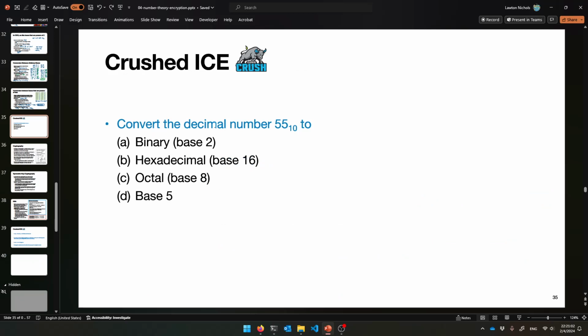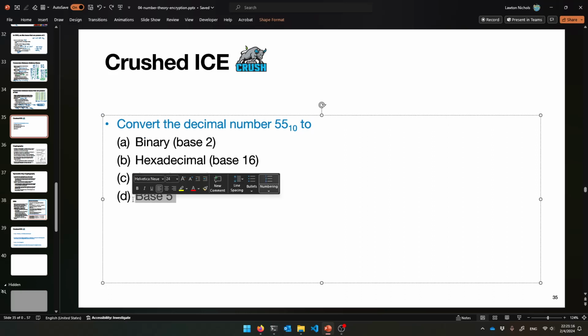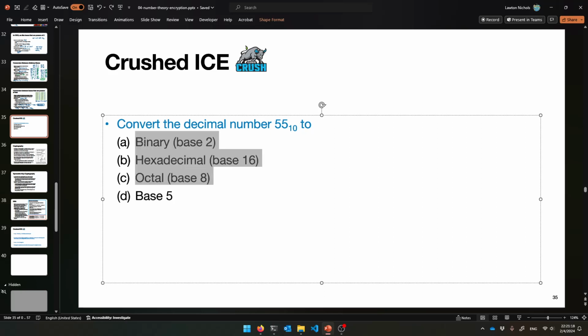Let's talk about them. Here's what I want you to do. Convert the decimal number 55, starting there, to binary, hexadecimal, and octal, and then convert it to base 5 as well. You've got some options. These 3 kind of go together because they're all powers of 2 bases. You might get off easily. Think of the best first one to go to. But then you also have base 5.